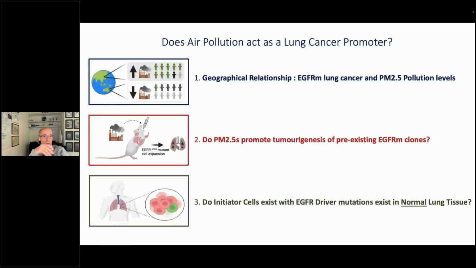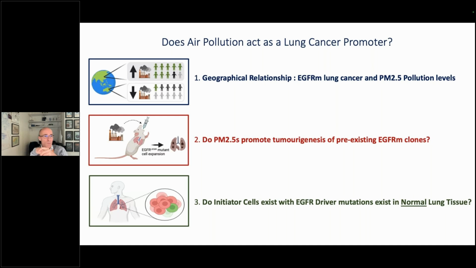So with that introduction, I want to show you 3 lines of evidence that supports that hypothesis. First of all, we're going to look at the geographic relationship between this disease, specifically lung cancer in never smokers with this particular mutation I mentioned, EGFR, and the association with air pollution levels, specifically these 2.5 micron particulates that come from brake dust, car exhaust, internal combustion engines, essentially modern living.